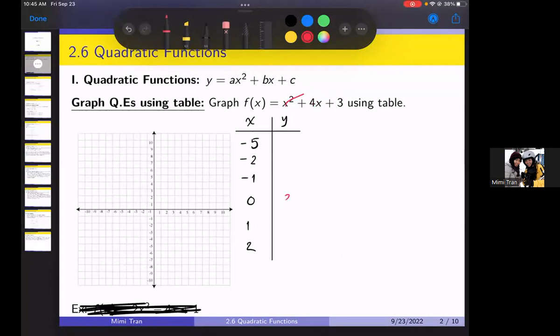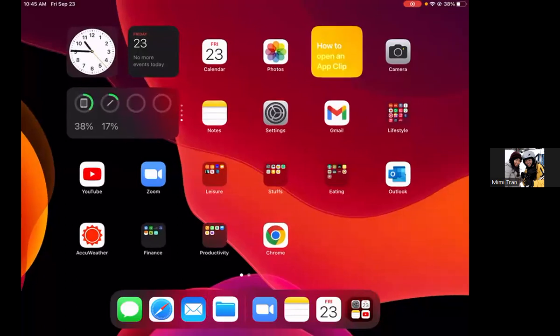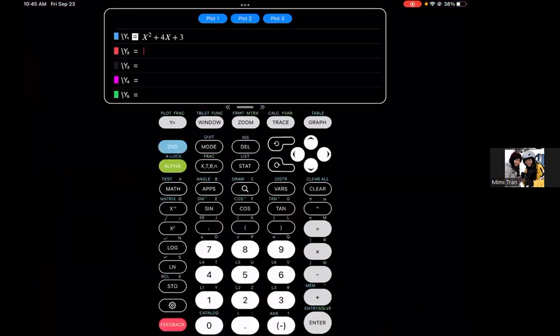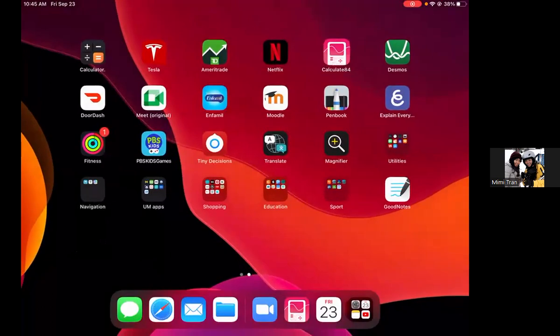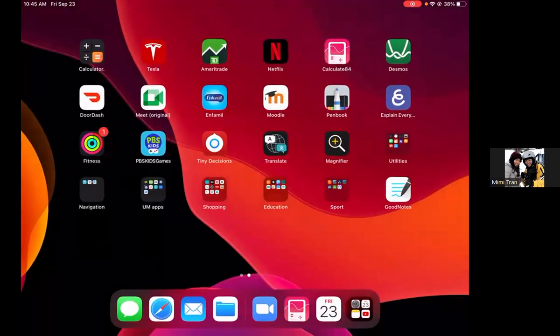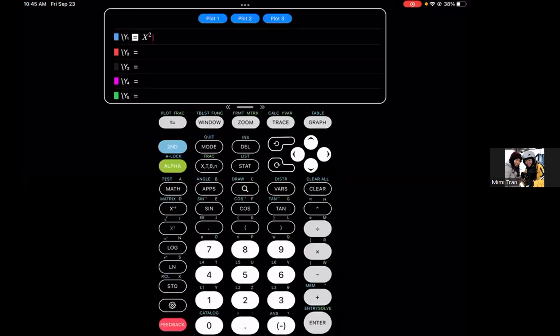But I don't want to do this by hand. I'm going to show you how to do it on your graphing calculator. So let's get your graphing calculator out. Clear that. Clear that as well. Y equals x squared plus 4x plus 3. You can hit the graph right away. But let's plot some points.